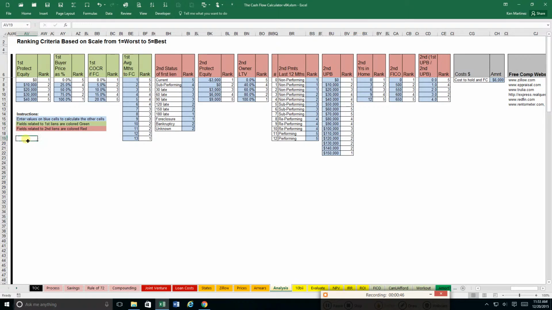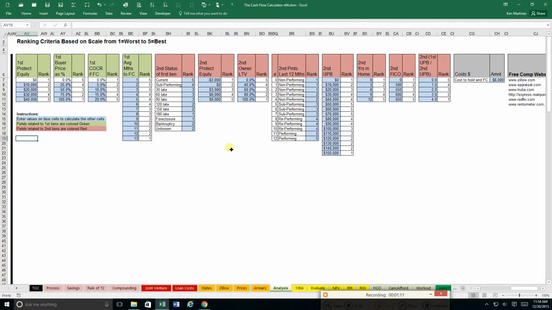Okay, the way this tab is going to work is all the green cells are related to firsts, and all the red or salmon color is related to second liens. What I've done here is started out with 4 categories that you might want to use to analyze a first and then 8 to analyze a second.